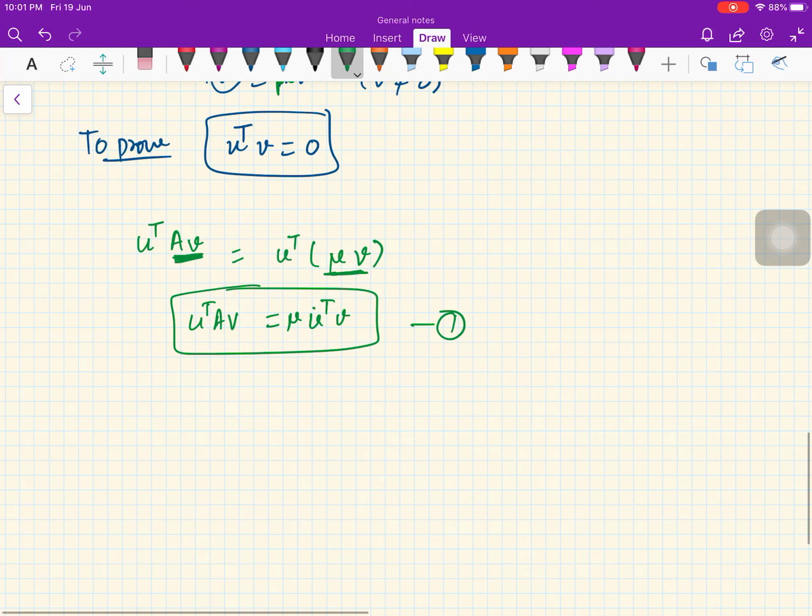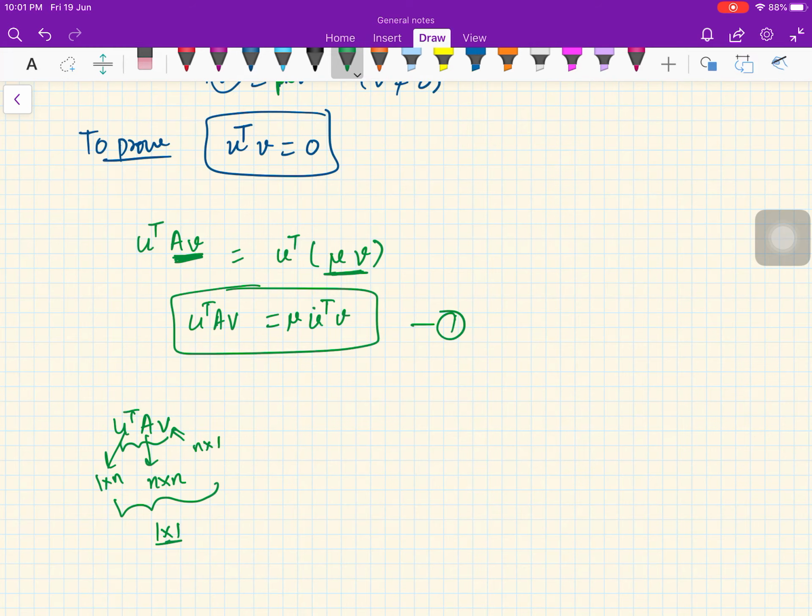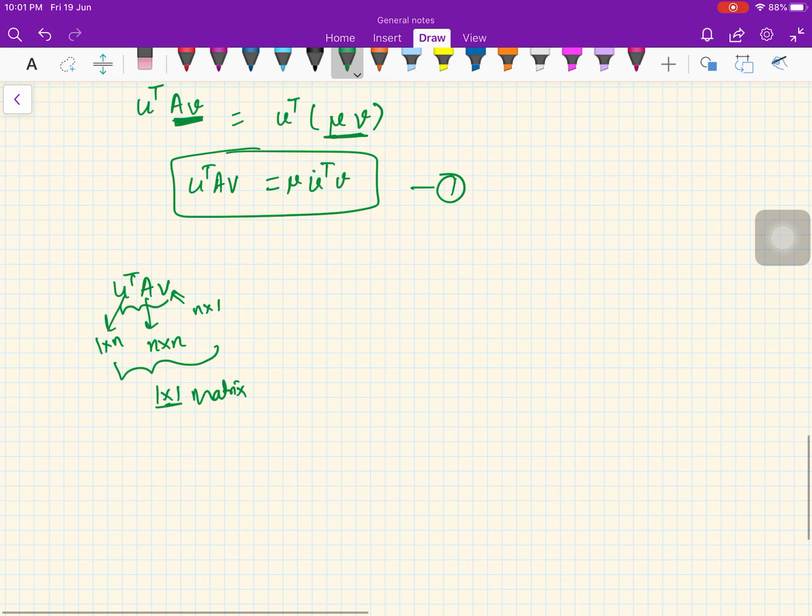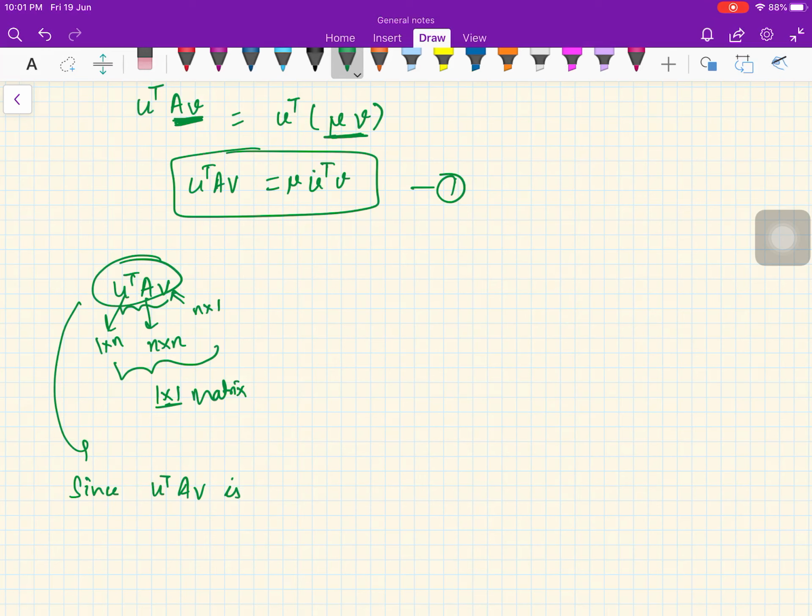Now also, because u transpose AV, look at this. What is the size of this? This is n cross n, this is n cross 1, and this is 1 cross n. So ultimately you have a 1 cross 1 matrix. And a 1 cross 1 matrix is always symmetric. So since u transpose AV is a 1 cross 1 matrix, therefore (u transpose AV) transpose is equal to itself, u transpose AV.